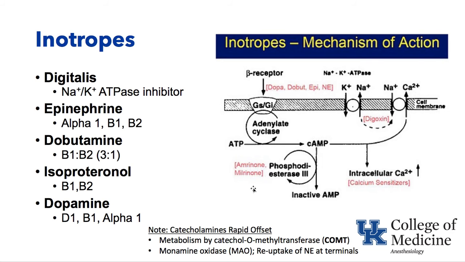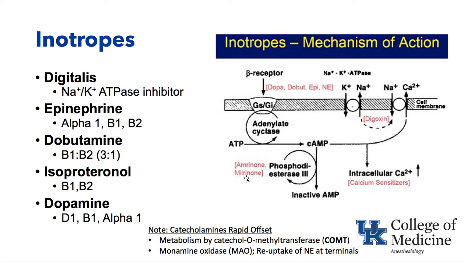If you look at milrinone, milrinone acts via inhibition of phosphodiesterase type 3, an enzyme that breaks down cyclic AMP to inactive AMP. So you can see now that if you have beta receptor agonism, for example, with epinephrine, and add milrinone to it, not only do you have increased production of cyclic AMP, but also decreased breakdown of cyclic AMP and synergistic action.